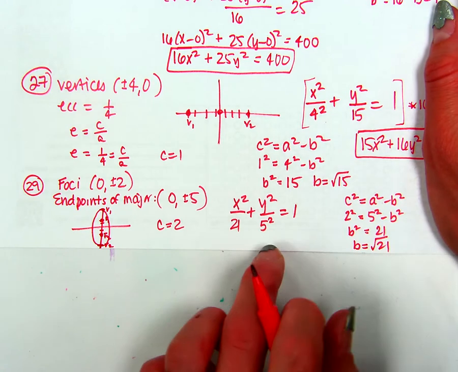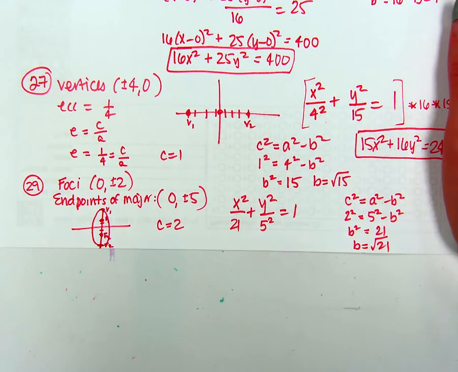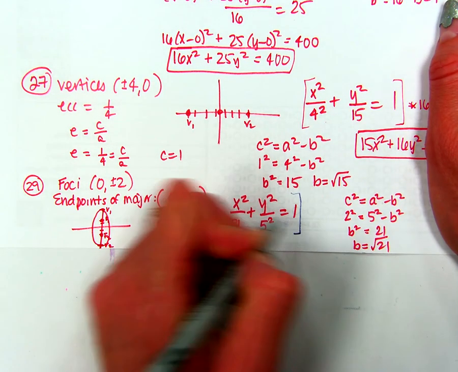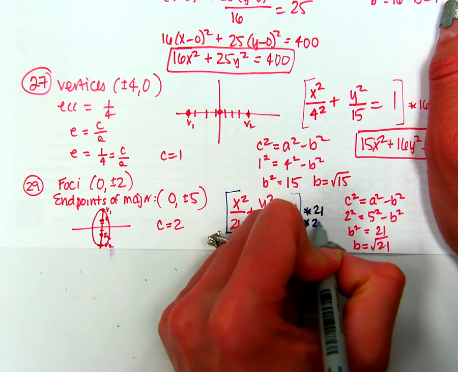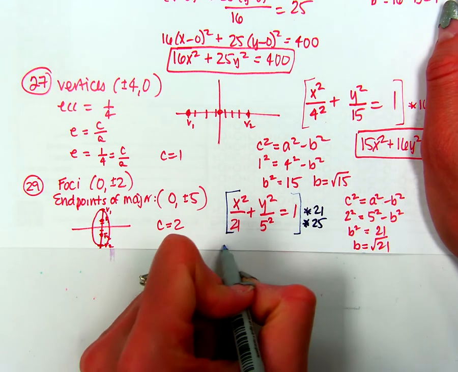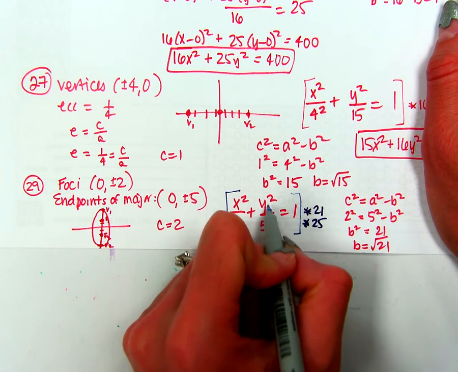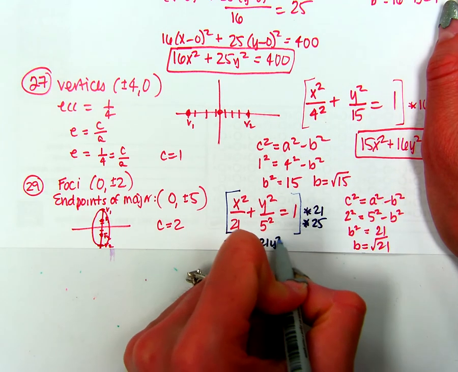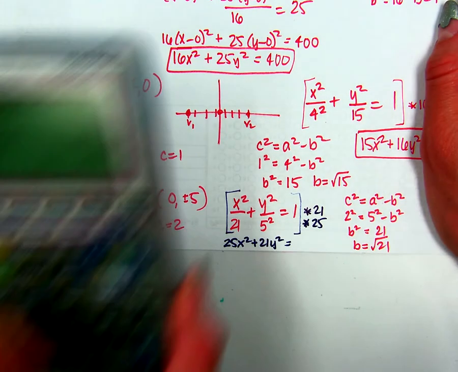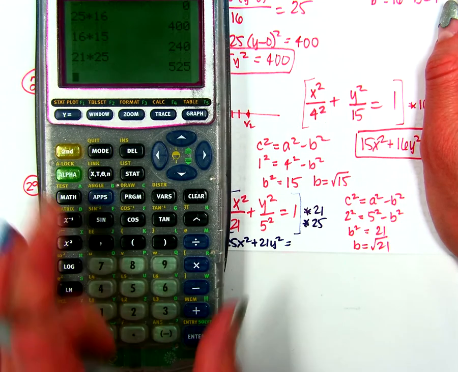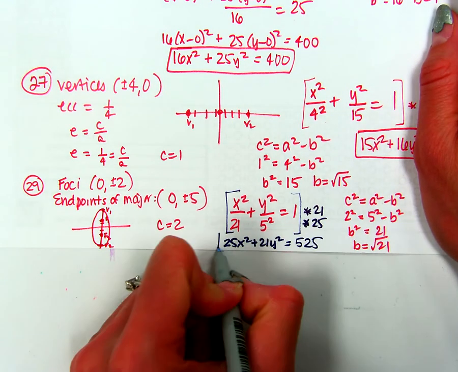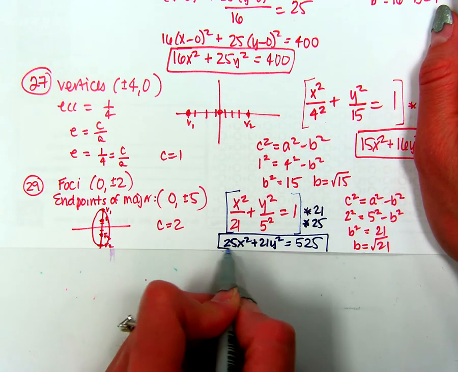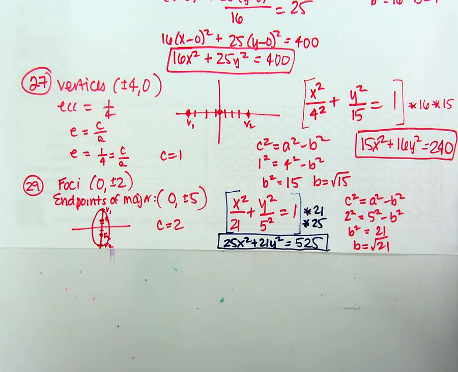So this answer would be fine, except they don't want it to be in that format. They want you to get rid of your fractions. So I'm going to multiply by 21 and then again by 25. So if I multiply that, this will become 25x squared plus 21y squared, and then whatever 21 times 25 is. So that's 525. Okay, and then we are all done. If you have any questions, write them down and then ask about them when you get to class tomorrow.